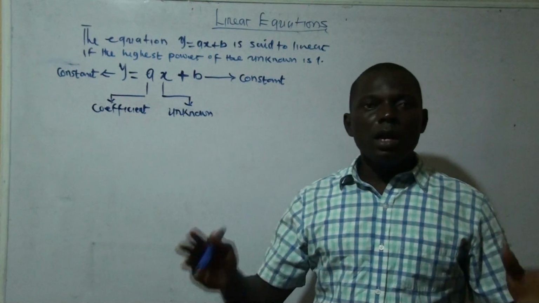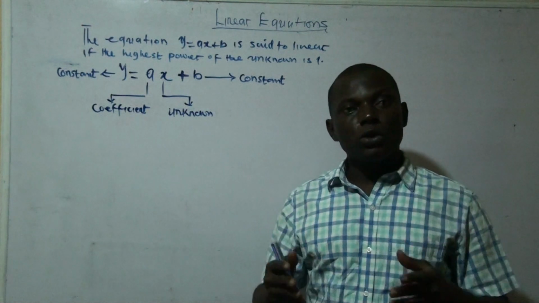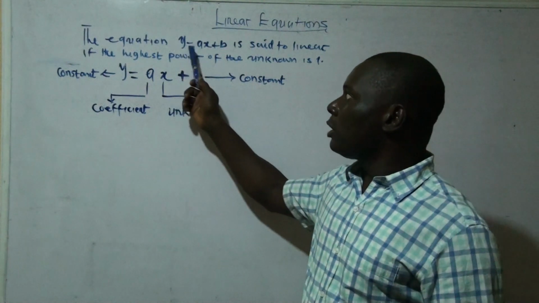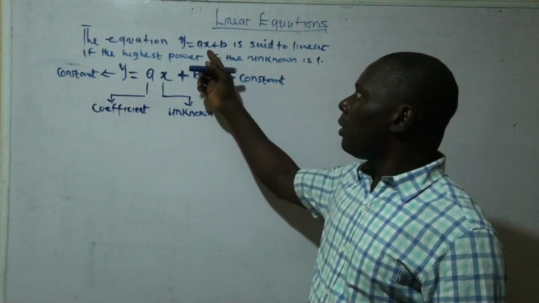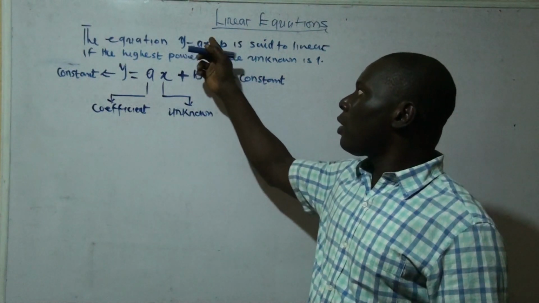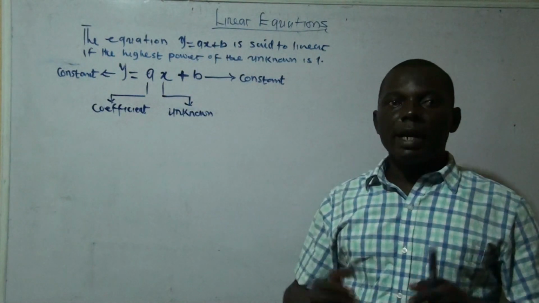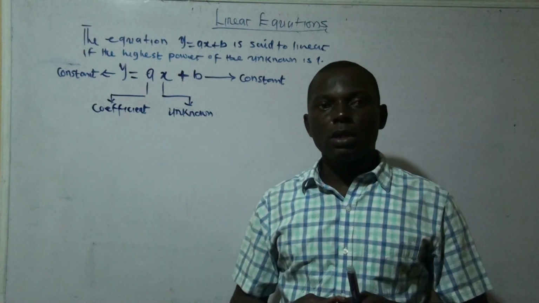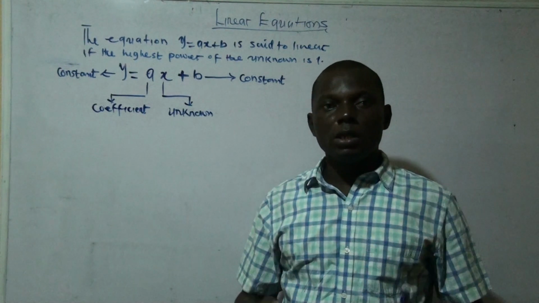Now, an equation is said to be linear if the highest power of the unknown is equal to 1. Looking at the board here, we have y equals ax plus b. The unknown in this equation is x. We're asked to find x here. So the highest power of x here is 1. In any equation where the highest power of the unknown is 1, such an equation is called a linear equation. Other names for linear equations include open sentence or simple equation.